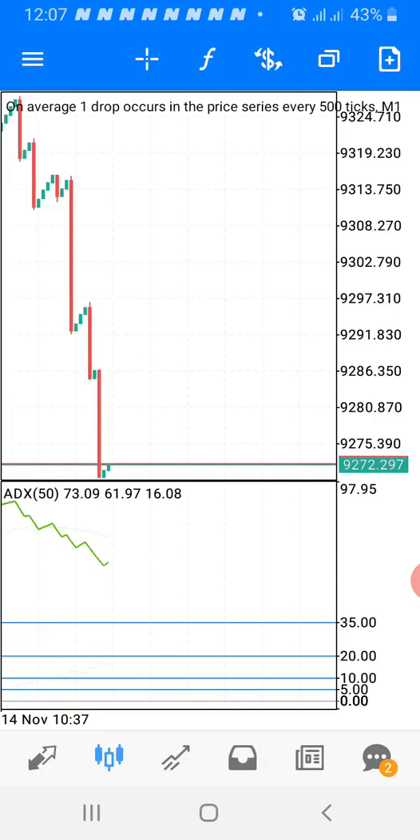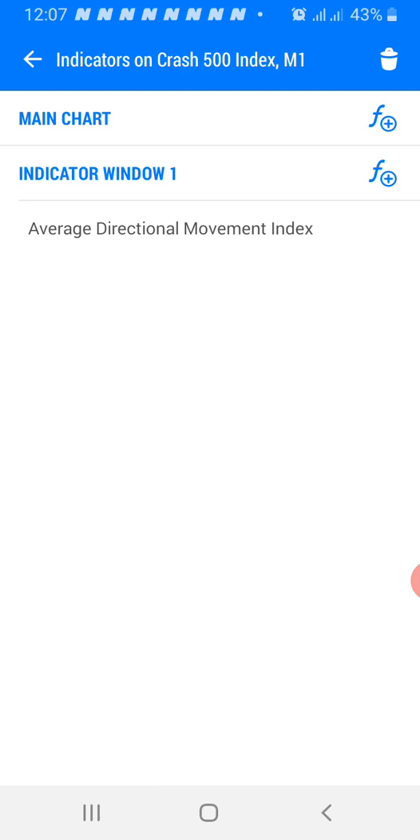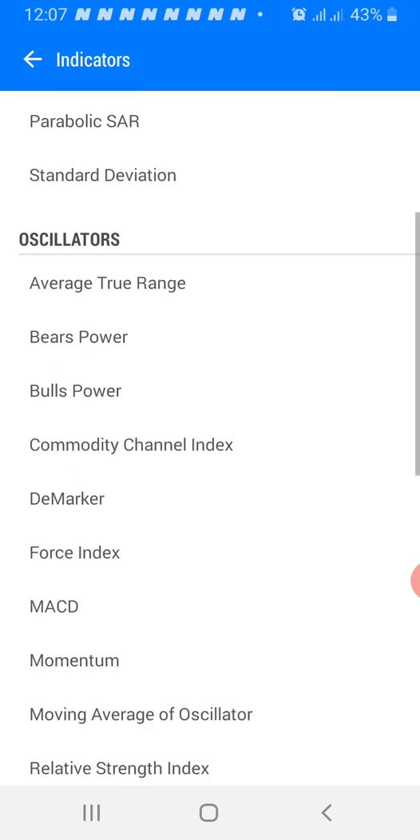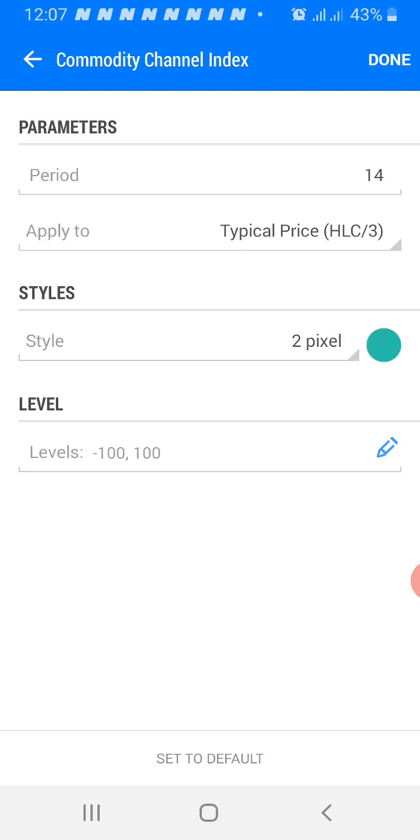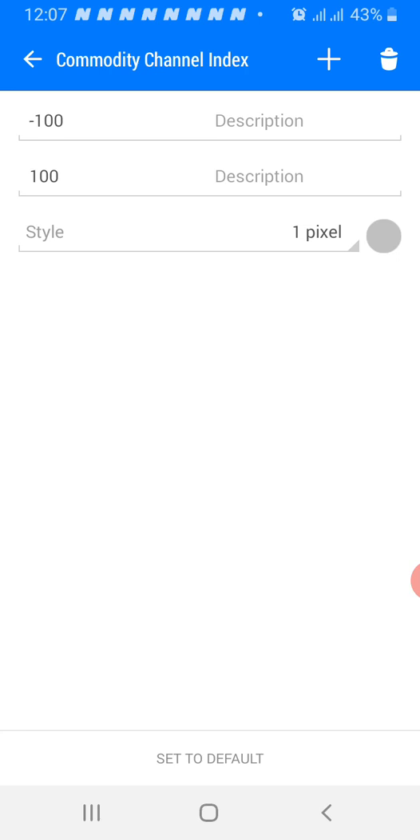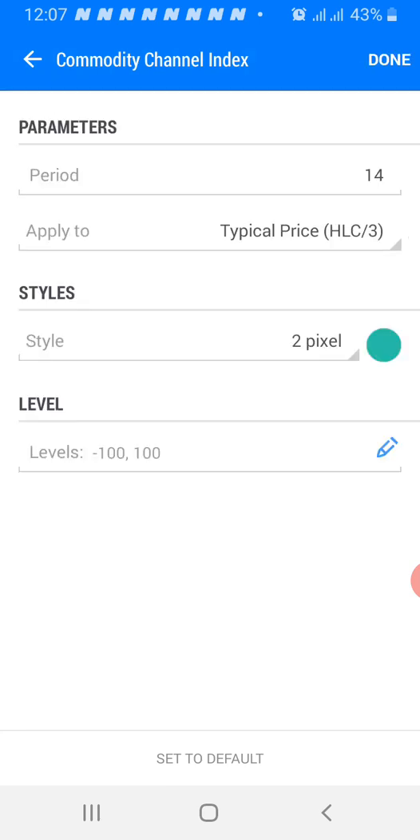The next indicator we'll need is the Commodity Channel Index. Same as indicator window 1, you look for Commodity Channel Index. Then the period, we're using period 14. Apply to typical price, 2 pixel. We're using green. Then the levels are minus 100 and 100. Color, you can use the color of your screen as well. So you click done.